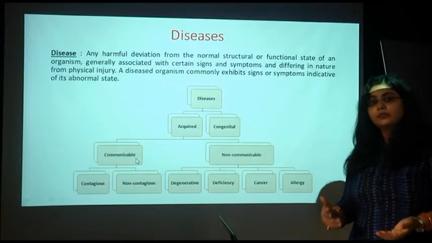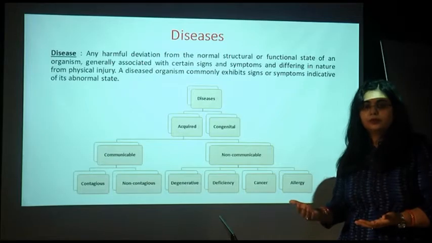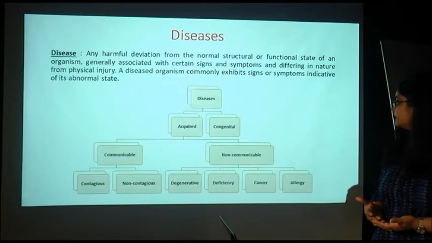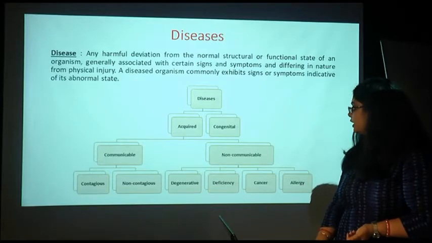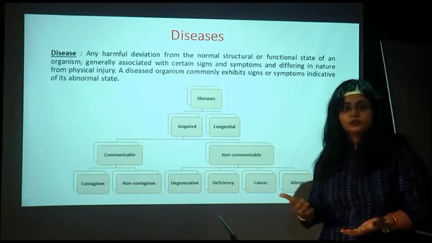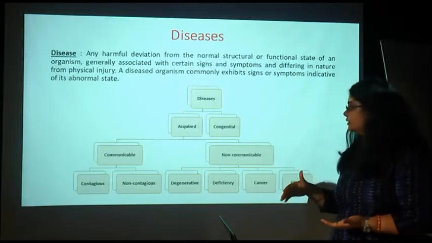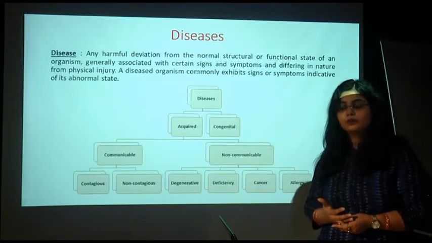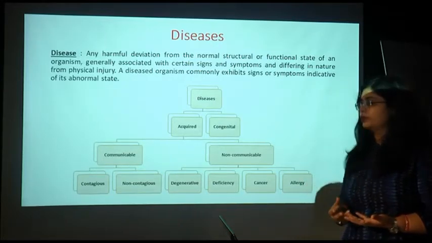Communicable diseases can be transmitted from one infected individual to a non-infected individual, and non-communicable diseases are those which cannot be transferred from one person to another. Now, again, contagious diseases are those transferred upon touch. Touch-sensitive pathogens would come under contagious diseases, and non-contagious are those which happen due to other environmental agents such as soil, air, and contaminated water.